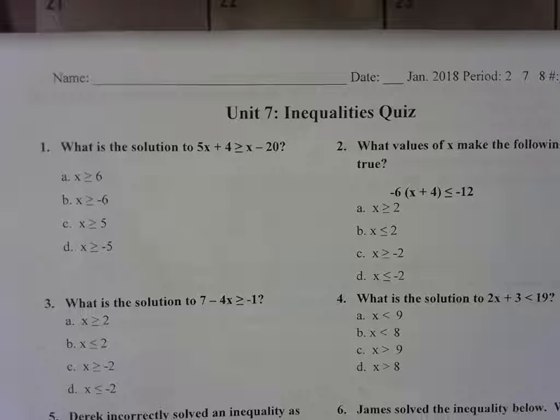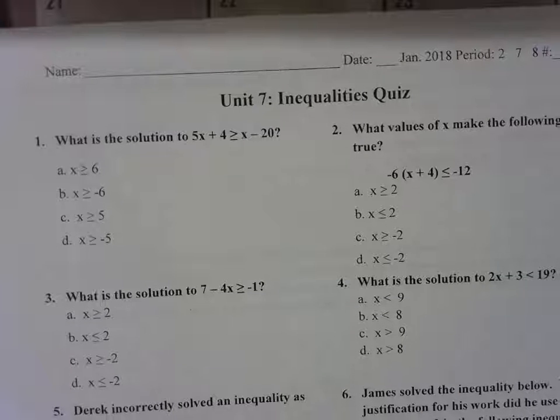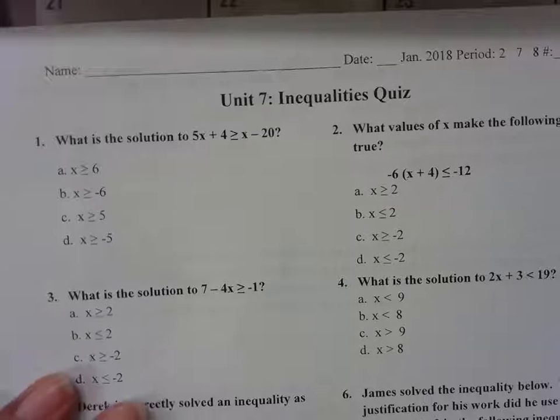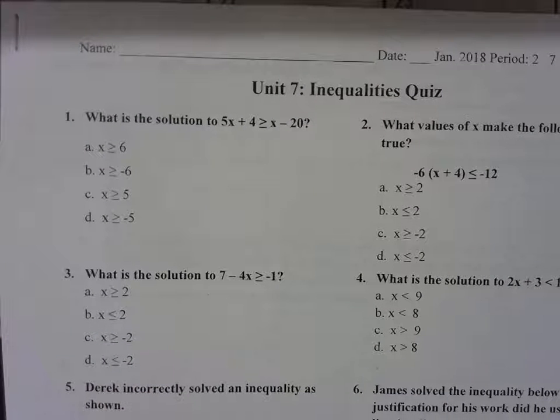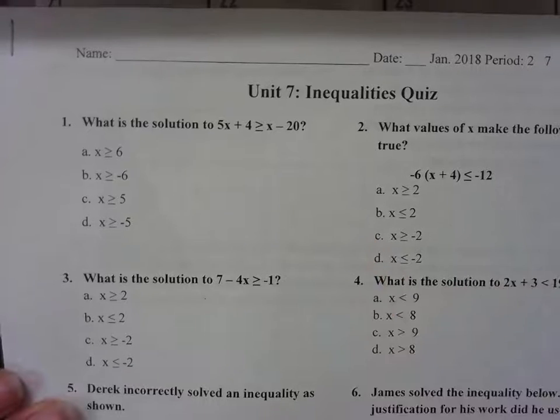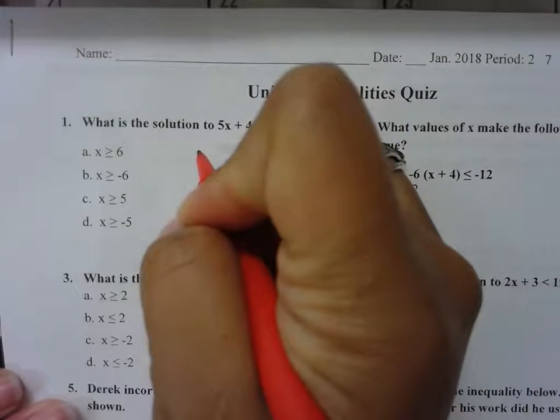What is the solution to the inequality 5x + 4 is greater than or equal to x - 20? So here we see that we only have one variable, and that is x. I try to keep my variables all on one side of the equation and my constants on the other side. So I decided I'm going to move my variables to the left.